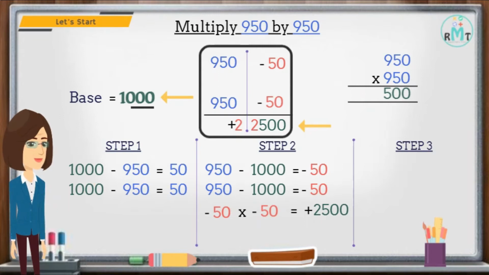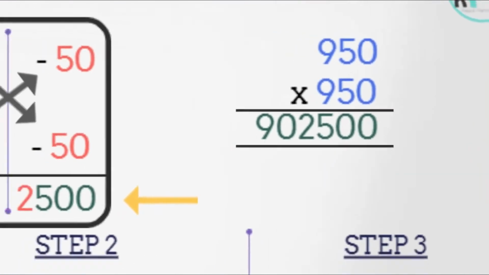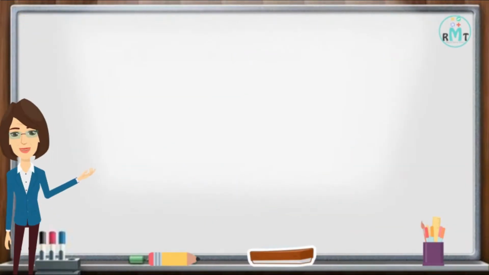Step 3. Now we subtract 50 from 950. We get 900 as the answer. Next, we add carryover digit, which is 2, with 900. So we get 902 as the answer. Next, we will write 902 to the left hand side of the answer. So our final answer is 902500. Let us take one more example.